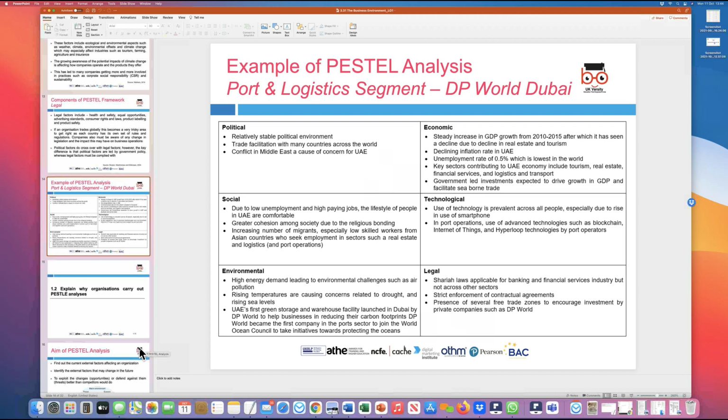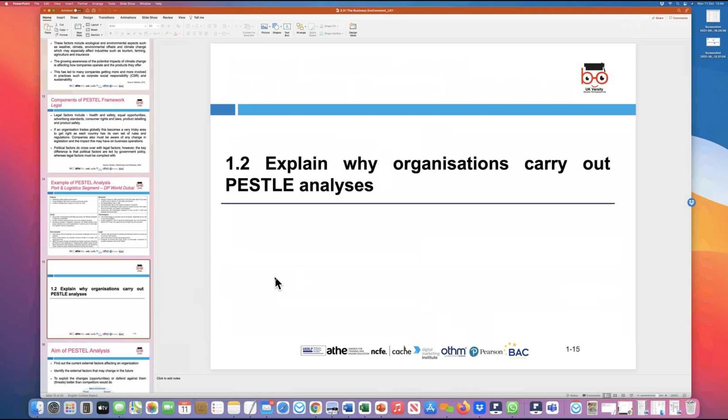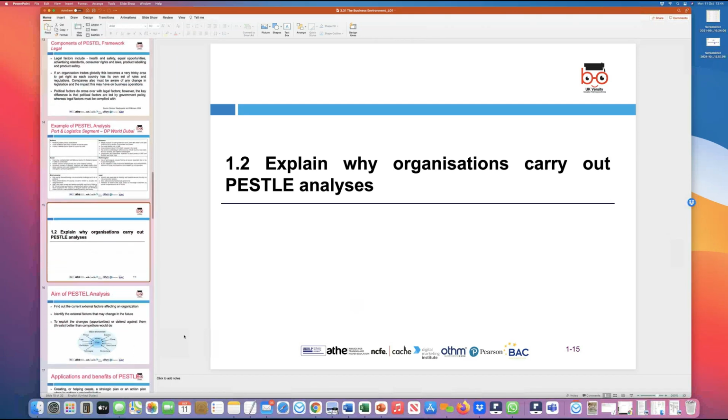Yeah. Okay. Now let's go across to the second assessment criteria, which basically covers why organizations carry out PESTEL analysis. So that's the second part that we want to look at. Now, why do you think organizations would need to understand what factors or influences or circumstances are affecting them externally? What could be the bare reasons why they need to study how it could affect their business or business decision-making ability?